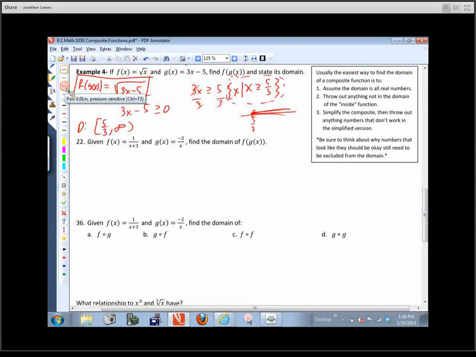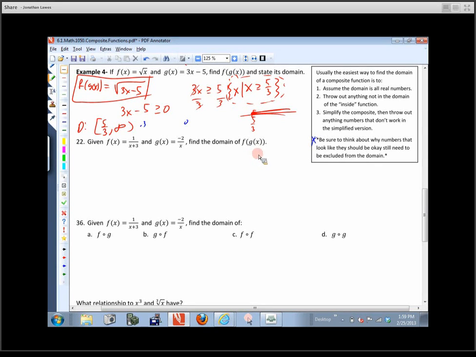Okay, let's take a look at the next one. These get a little bit interesting, and it's important. The technique I just showed you, assume it's all real numbers, throw out anything you need to throw out with the inside function, and then simplify it and throw out anything in the end, that'll work every single time, but it's important to think about why what we have to throw out in the end doesn't work. So let's just keep track of this verbally. What can't you plug into this? A -3, right? I'm going to write that up here, just a -3 there. What can't I plug into this? A 0. Now, what do I start with? What gets plugged into what here?